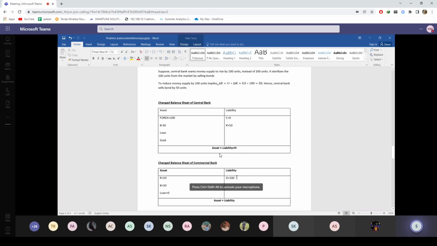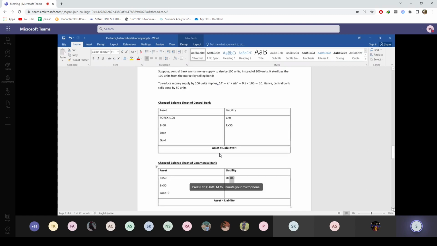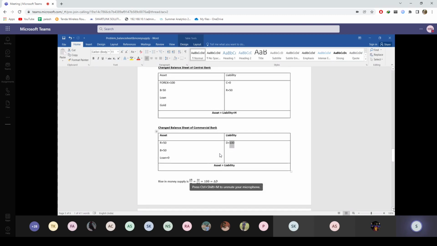Ultimately, what is the impact? The money supply that was to increase by 200 units increases by only 100 units. You see, the calculation is the same. Somewhere I have calculated this over here. This is my delta R, 50 units. This is called stabilization, and this is also something the central bank does quite frequently in the economy.